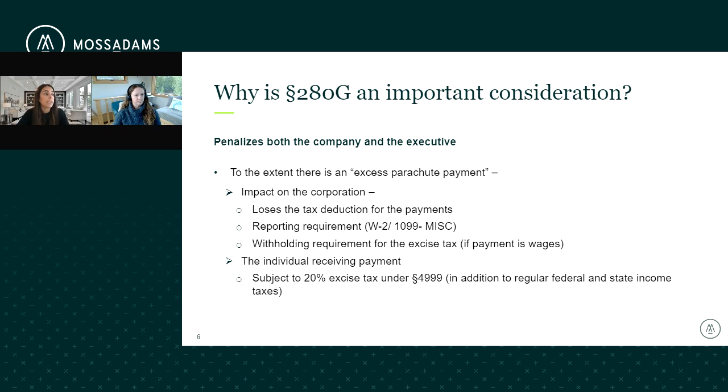So the federal and state income taxes, together with that 20% excise tax, could subject the payment to a tax rate in excess of 70%, assuming the individual is in the highest income bracket, which could be a pretty harsh result. And so a company will want to strongly consider this result when anticipating that the individual will continue working for the company post-transaction.